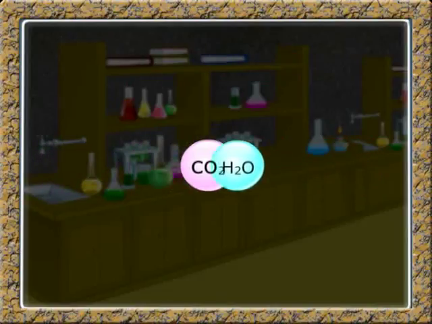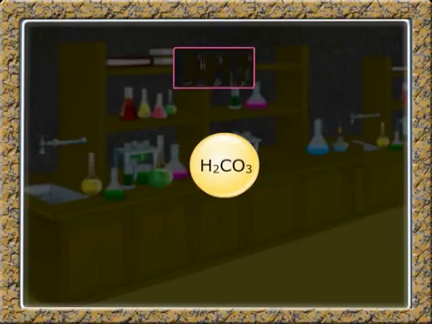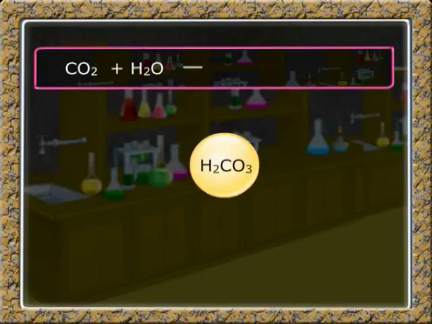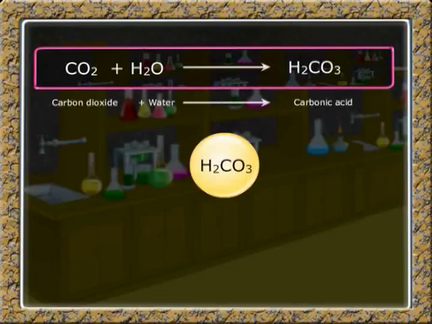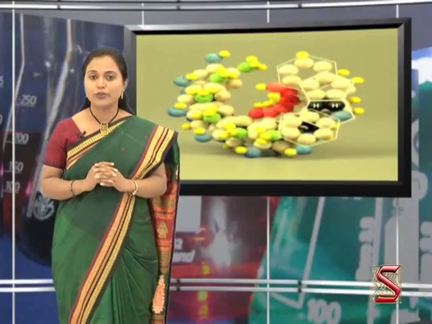When carbon dioxide dissolves in water, it forms carbonic acid. That is, CO2 plus H2O gives H2CO3. Here, carbon dioxide is a non-metallic oxide. In this manner, we can also prepare nitric acid, phosphoric acid, phosphorus acid and nitrous acid by dissolving their corresponding oxides in water.